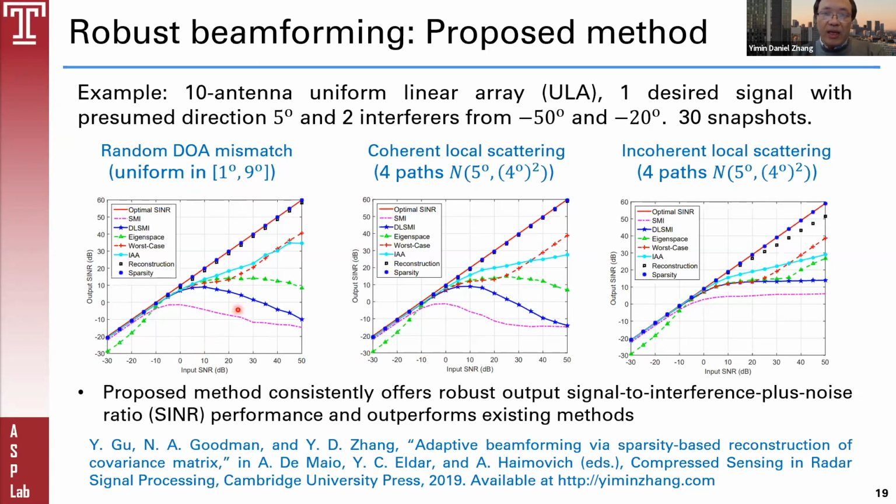So in this case, we can see that many methods, including this diagonal loading, this one here, and also the worst case here, actually do not provide a good performance as the input SNR increases, whereas our method provides performance very close to the optimum case. We can also look at the case when the desired signal has a coherent or incoherent local scattering, which means that the desired signal is corrupted by multipath, and we can still get very good results, okay? That's close to the optimum output signal to interference plus noise ratio.